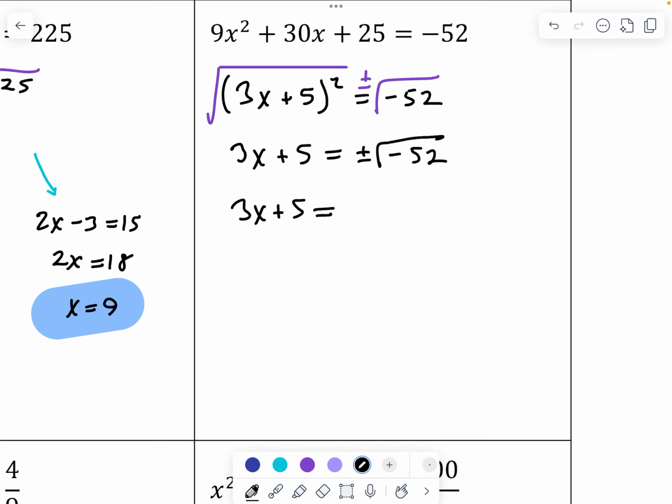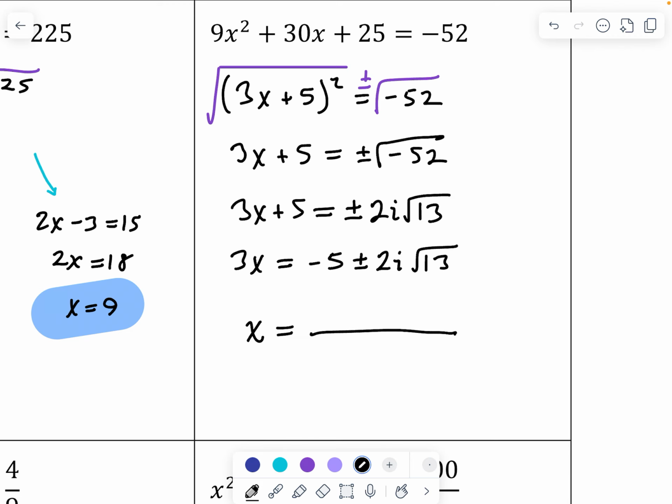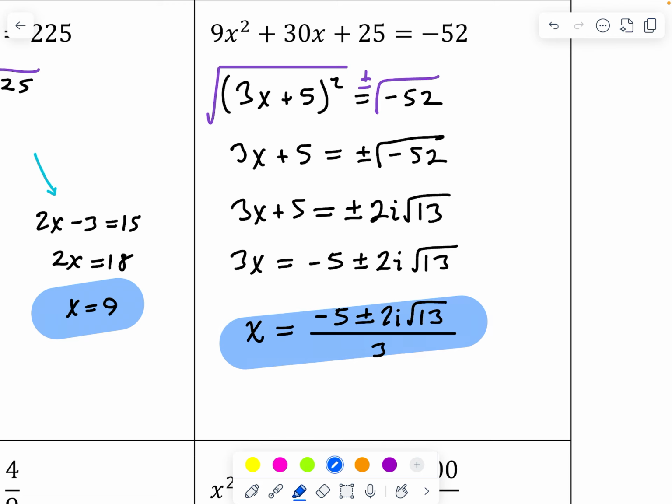Root negative 52, you might have to think about that. 52 is 4 times 13. We like 4 because it's a perfect square number. So we're going to bring out the root of 4, which is 2. I, because of the negative, and that 13 will stay. Subtract 5 from both sides. Divide both sides by 3. That's the answer.